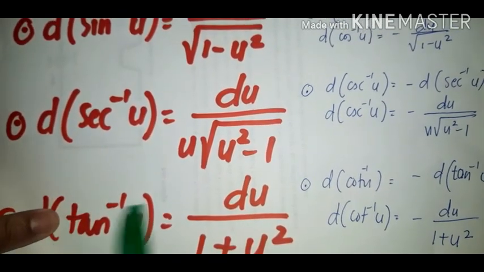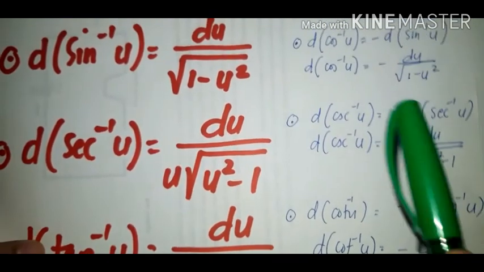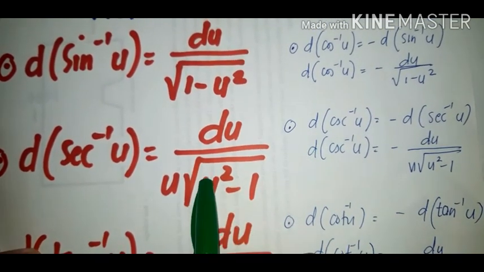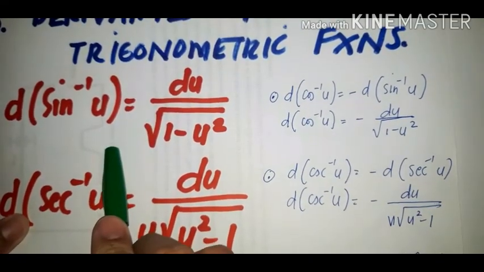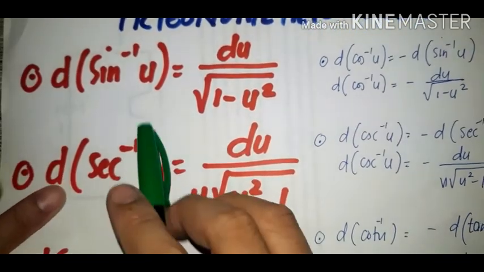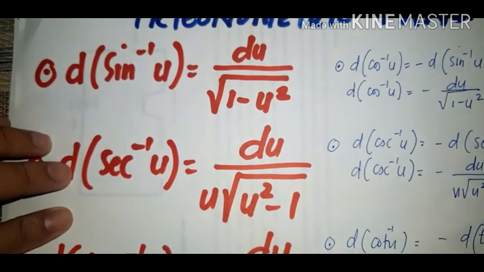Kasi ang derivative ng arcotangent ay negative lang ng derivative ng arctangent. Ang cosecant, negative lang ng derivative ng arcsecant. Ang arccosine, negative lang ng derivative ng arcsine. So, I'll just give you an emphasis dito sa reds na to kasi negative lang naman siya nung isa.